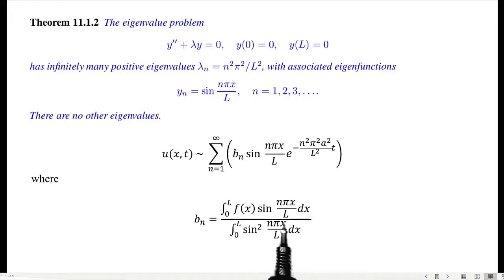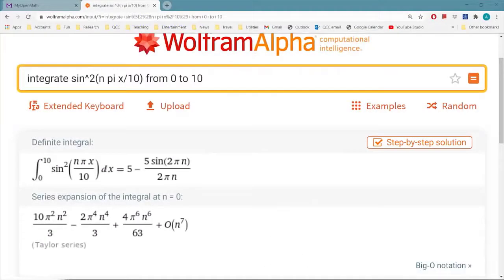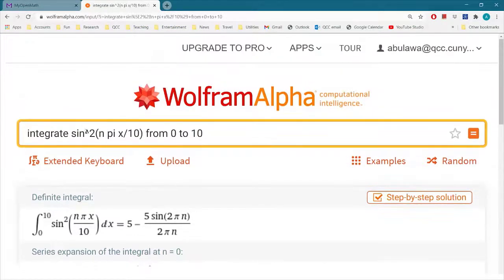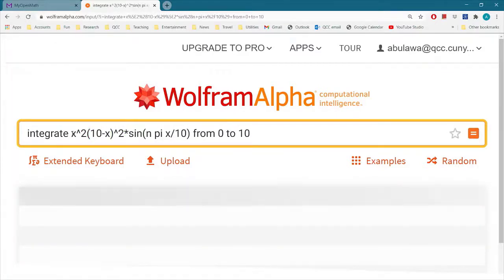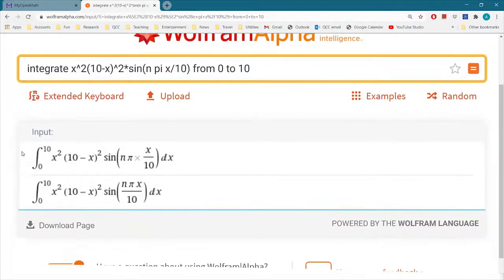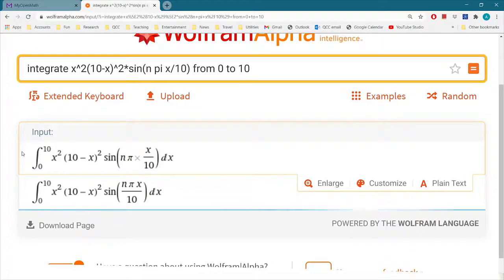That's just 5. Now we do the top, right? So now we're going to do an integral from 0 to 10 of our function multiplied by these guys. Let's see what we get there. So let's go back to Wolfram Alpha here and ask it to do that. So I'm going to multiply our function, x squared times (10 minus x) squared, times this guy. Let's integrate that. Let's see what we get. Okay, it's thinking. It's still working. Give it some time.